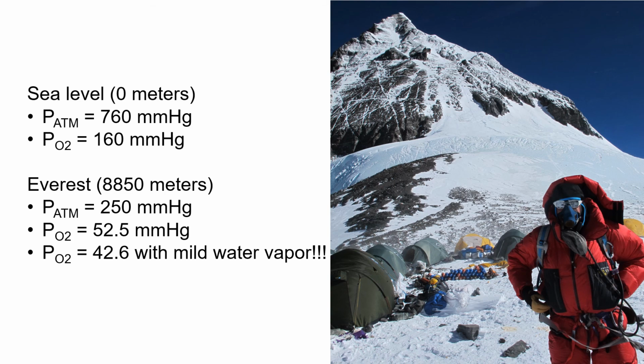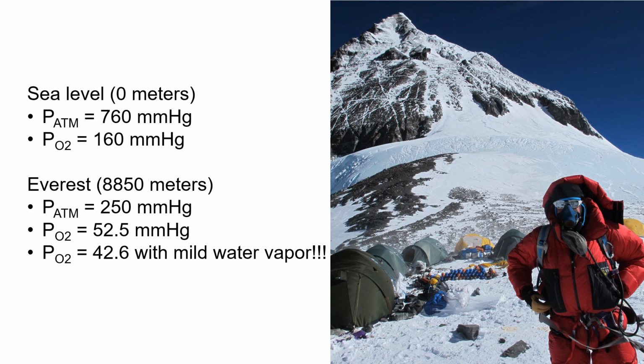Now let's go for a climb on Everest. Everest is 8,850 meters up. That means the overall atmospheric pressure is only 250 millimeters of mercury. So the pressure of oxygen is going to be 52.5. If we have mild water vapor, that can drop down to 42.6. This shows you how that pressure has now dropped drastically to where we cannot maintain that same gradient that we had in our lungs and will therefore have poor exchange.